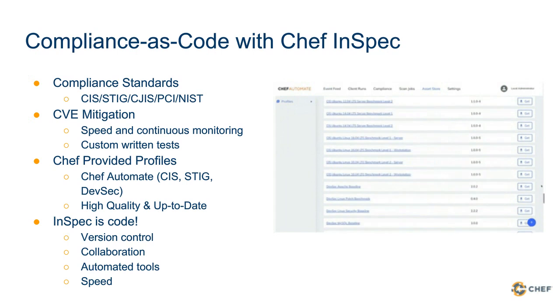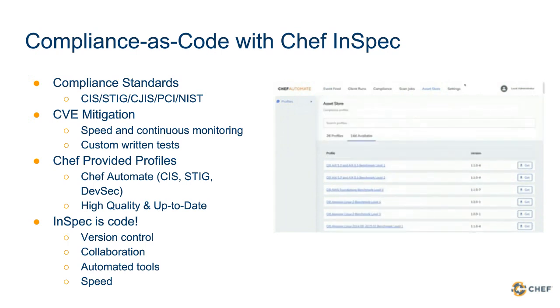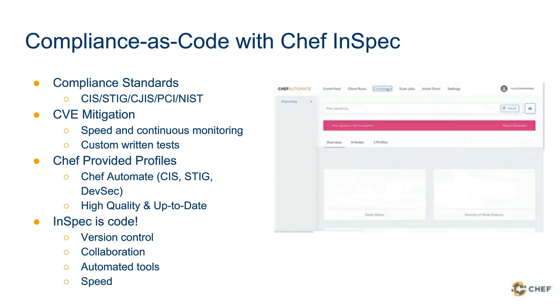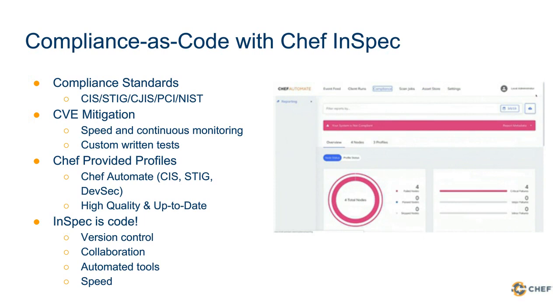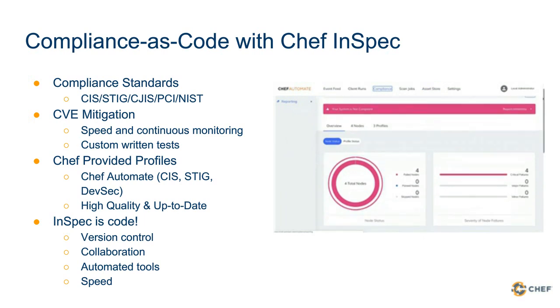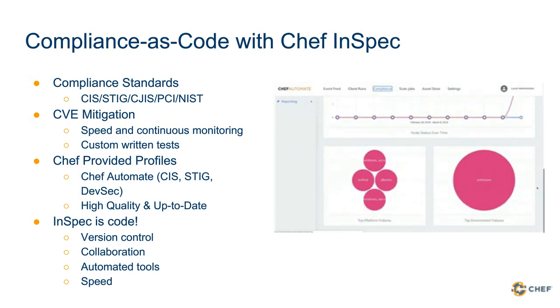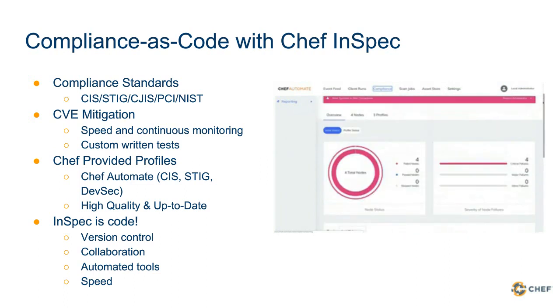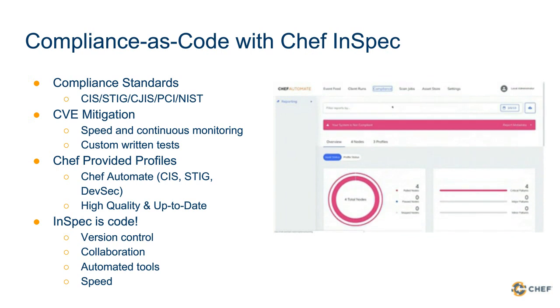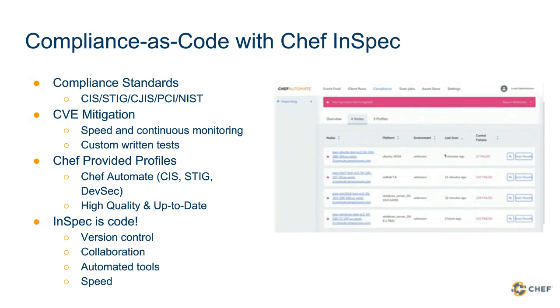With Automate, you can cover CIS, STIG, and DevSec benchmarks, and you can then take those and customize them to your specific needs. And then since InSpec is Ruby, you have the power of Ruby to wrap logic around the test to fit your specific needs.